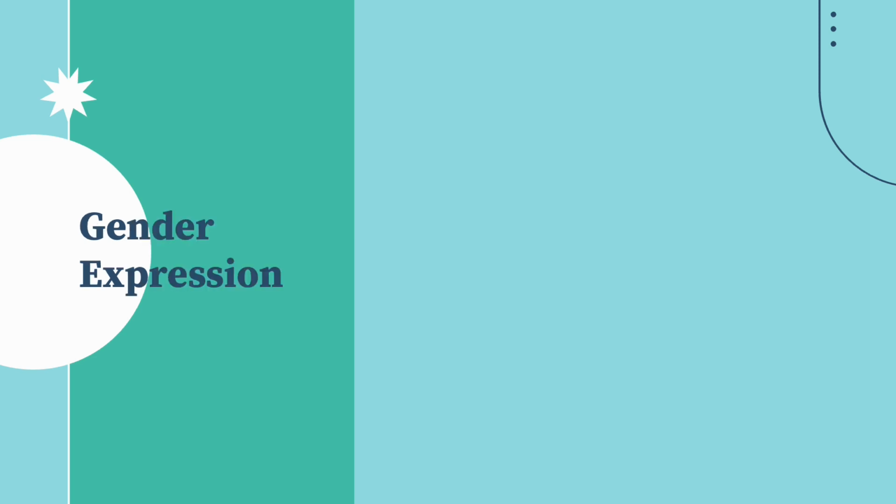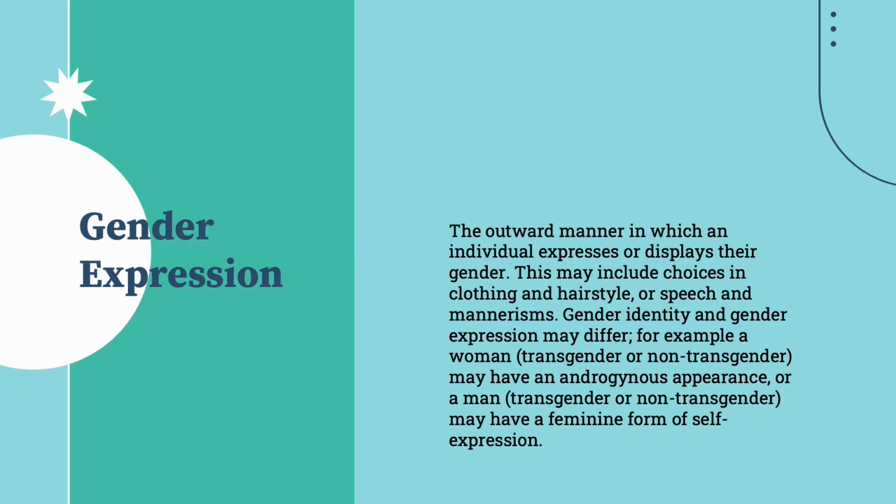Next, we have gender expression. And gender expression is the outward manner in which an individual expresses or displays their gender. This may include choices in clothing and hairstyle, speech, or mannerisms. Gender identity and gender expression may differ, though. For example, a woman, transgender or non-transgender, may have an androgynous appearance, or a man, transgender or non-transgender, may have a feminine form of self-expression.